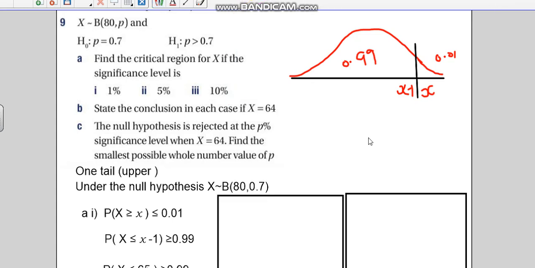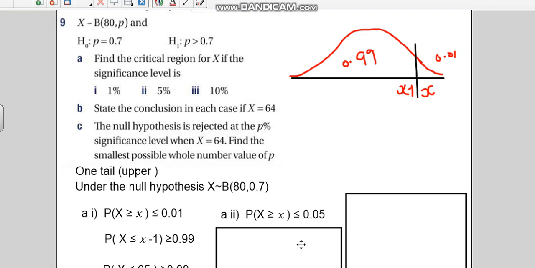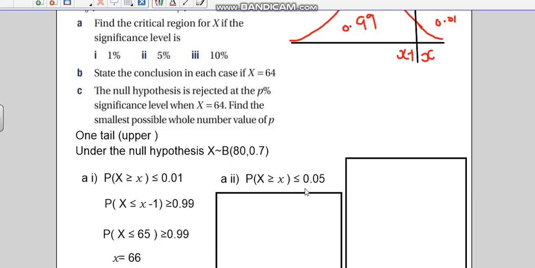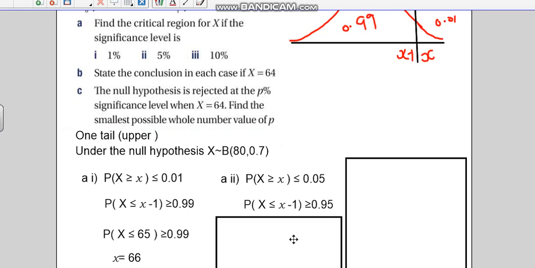Okay, so this time we're looking for a significance level of 5%, so this is 0.05. So just to follow this, I need a value of x such that the probability of being greater than that value is 0.05 or smaller. Which means in terms of looking up on my calculator, looking at the other side, I'm looking for a probability that x is less than x minus 1, so the value this side, and it's got to be not 0.95 or bigger on this side.